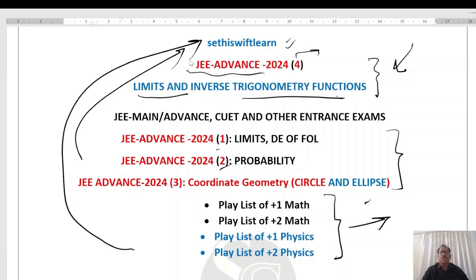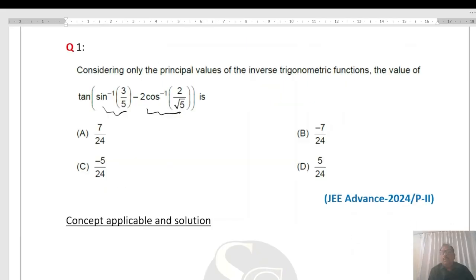Now let's start with the question. Question is, considering only the principal values of inverse trigonometric functions, the value of tan of (sin inverse 3 by 5 minus 2 cos inverse 2 by root 5). Four options are given, one of the options is correct. Question is taken from JEE Advanced 2024 paper 2.